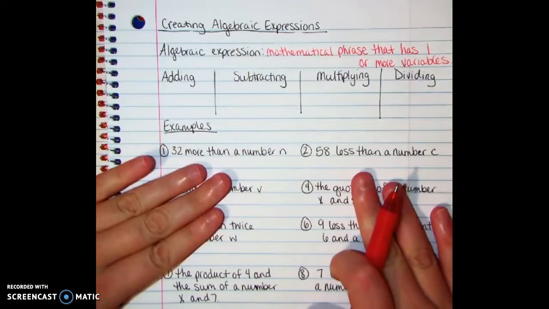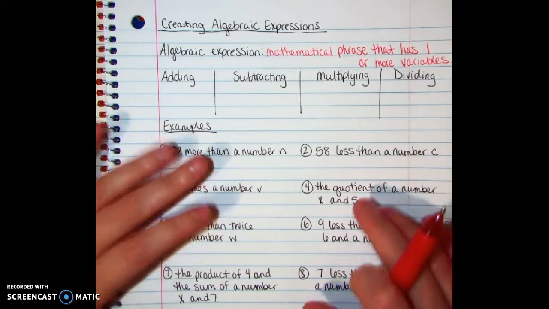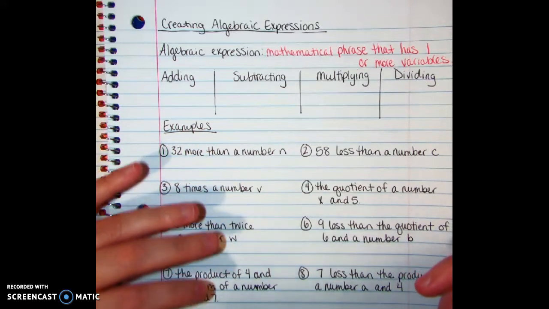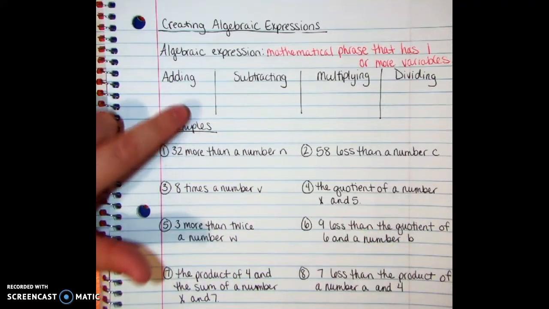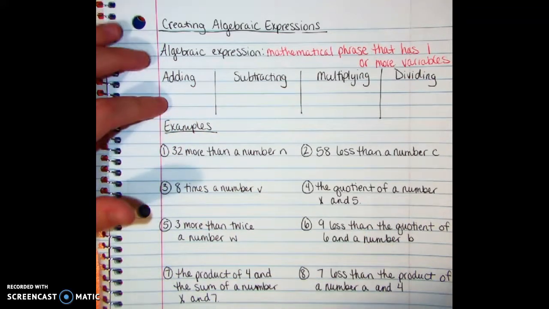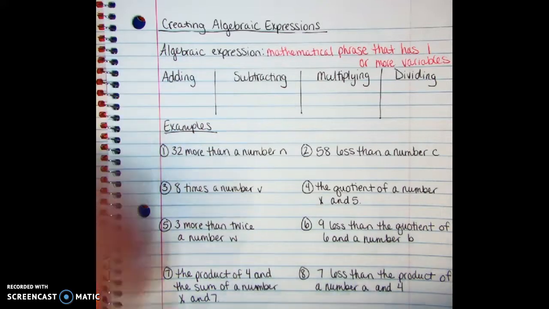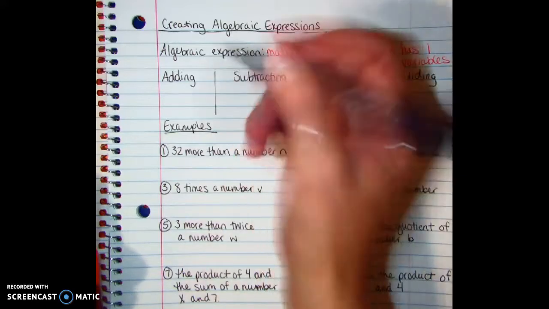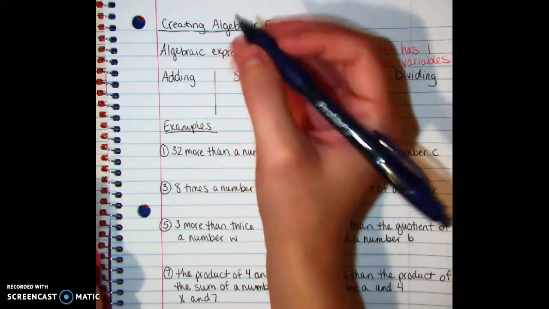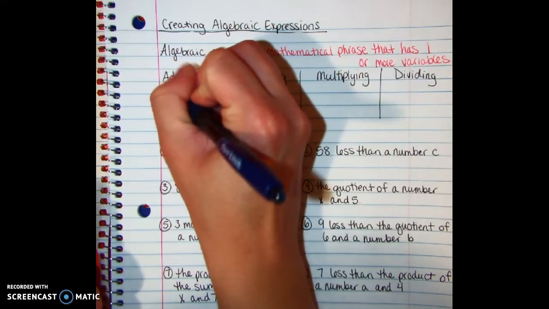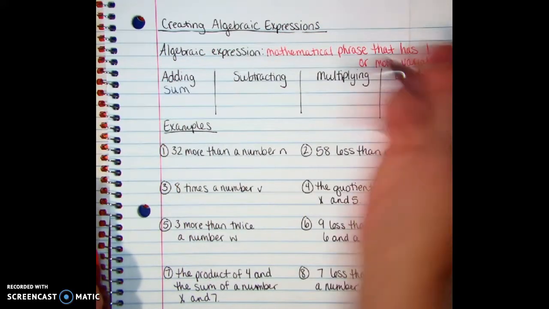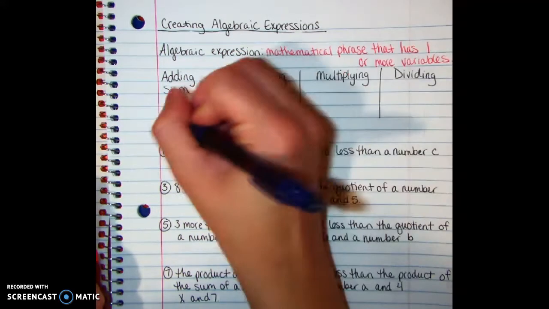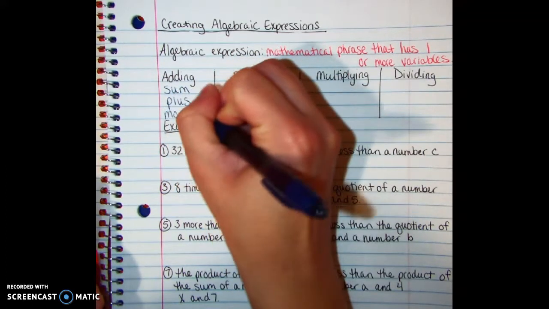As you can see down here, we are taking the words and putting them into algebraic expressions with numbers and variables. But first, I want to write down certain words that mean adding, subtracting, multiplying, dividing, and so on. A word that means adding could be sum, or plus, or more than. These are the three most common ones that you'll see.